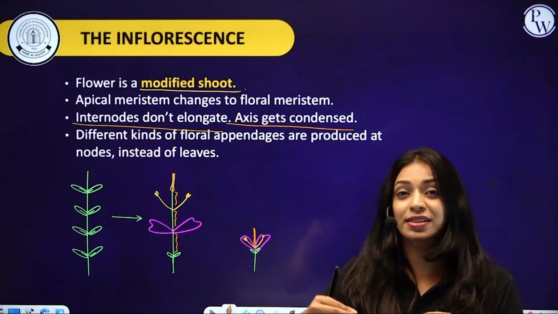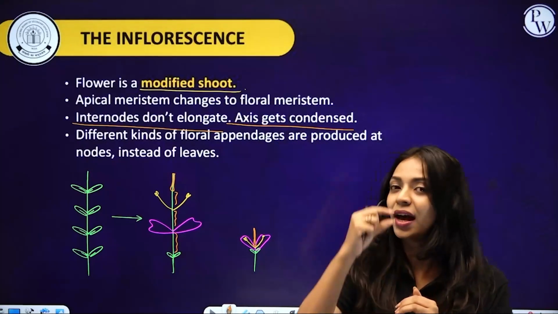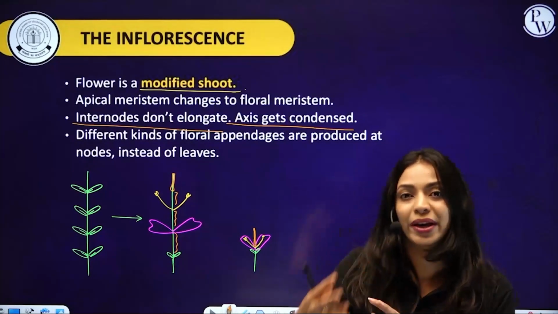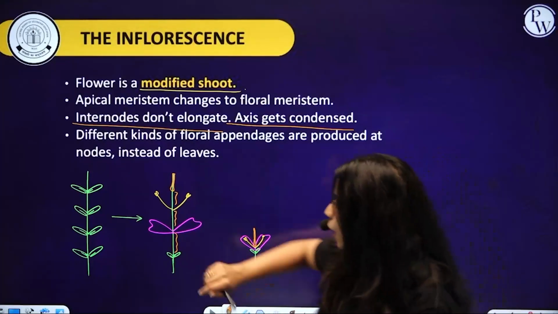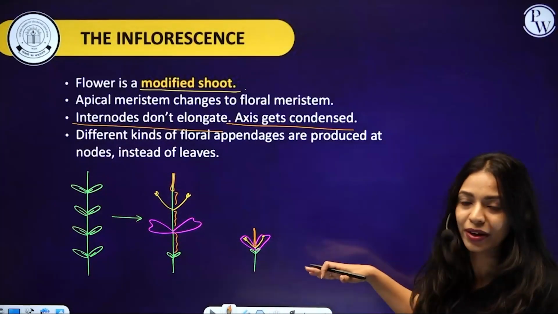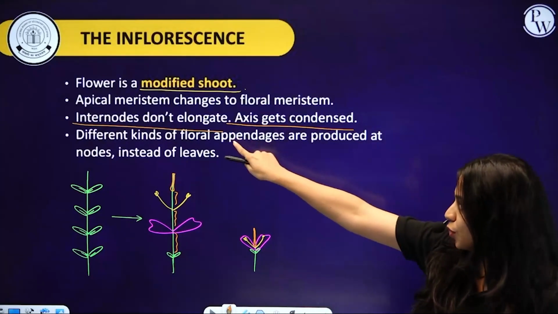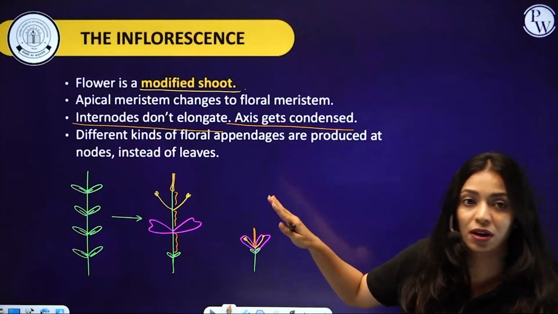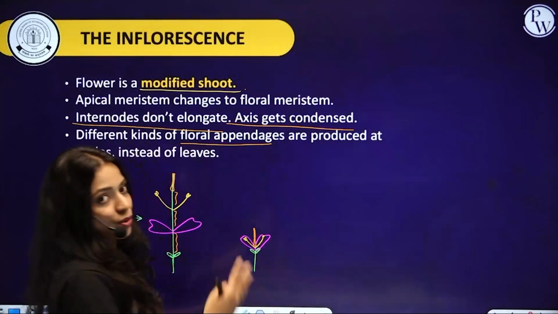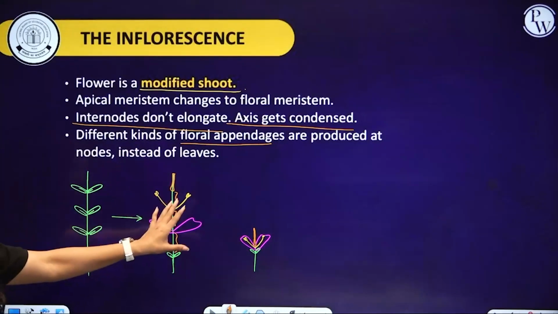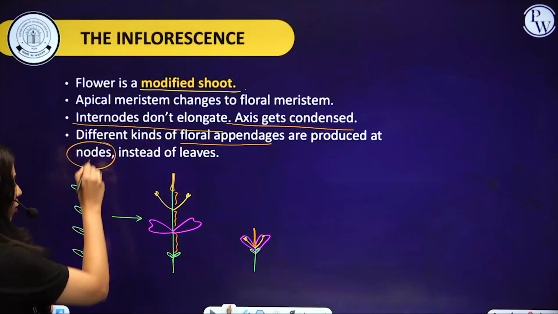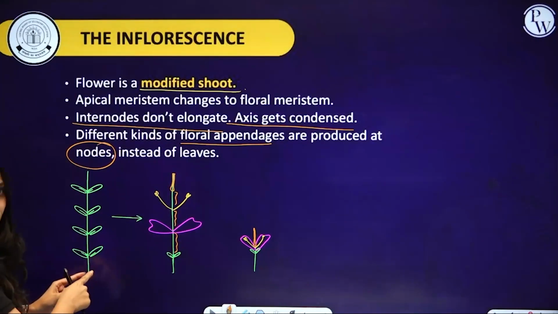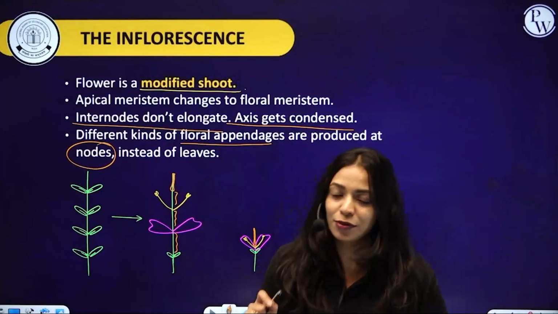But in reality, what has happened is they are present in different nodes, and the internodes are too short, they are condensed, that you can't really make out where is the node, where is the internode. But this is how a shoot gets modified when it forms a flower. Over here, the internodes do not elongate and the axis gets condensed. So different kinds of floral appendages. When we say floral appendages, we're talking about calyx, corolla, androecium, gynoecium. These appendages are produced at the nodes. Like I already said, instead of leaves being produced at the nodes, these different appendages will be produced in the shoot. So that is how the flowers will form.